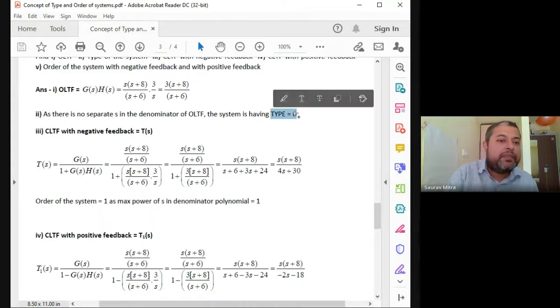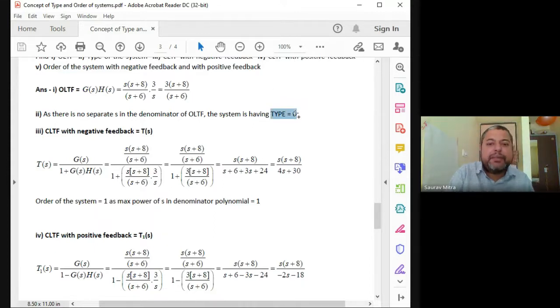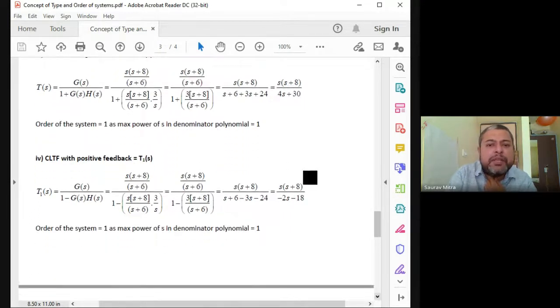Likewise, the closed loop transfer function with negative feedback, for the same G(s) and H(s), is G(s) by 1 plus G(s)H(s), and you find it as 4s into (s plus 8) divided by (4s plus 30). So what is the order of the denominator polynomial? The maximum power of s is 1. So this is an order 1 system. In this case, the order of the system is 1, and the maximum power in the numerator is s square, but the denominator has a power of s as 1.